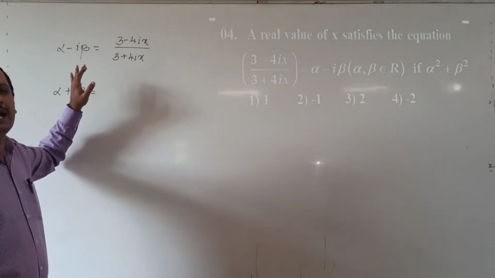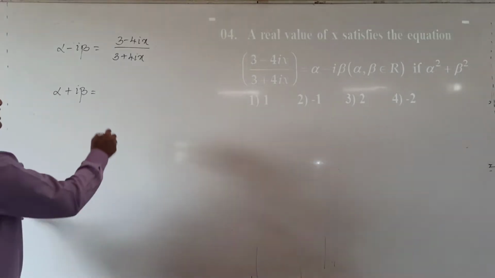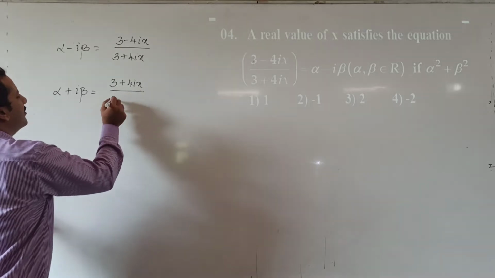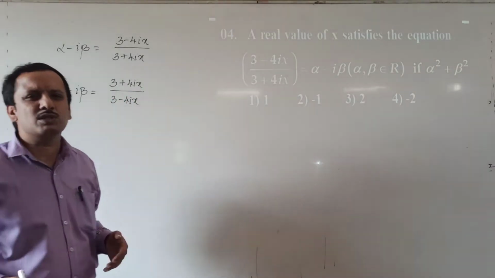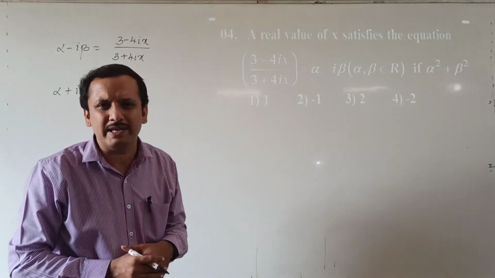So what do I do? I will replace i with minus i. Wherever there is i, I will replace it with minus i. That will give us (3 plus 4ix) divided by (3 minus 4ix). We want to find alpha square plus beta square. We know alpha plus i beta and we also know alpha minus i beta.